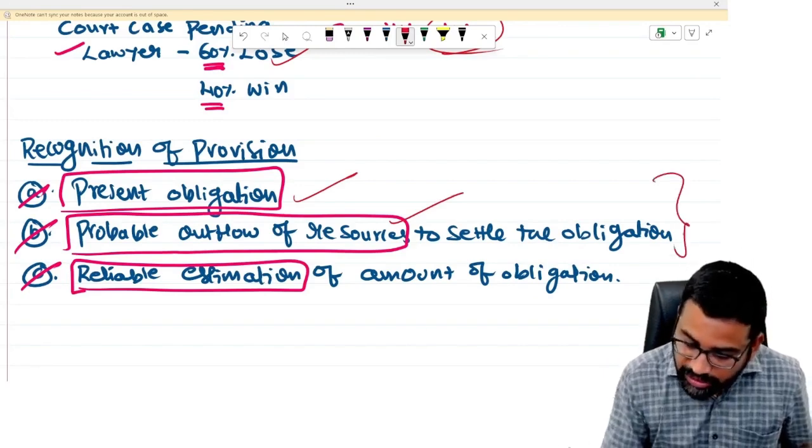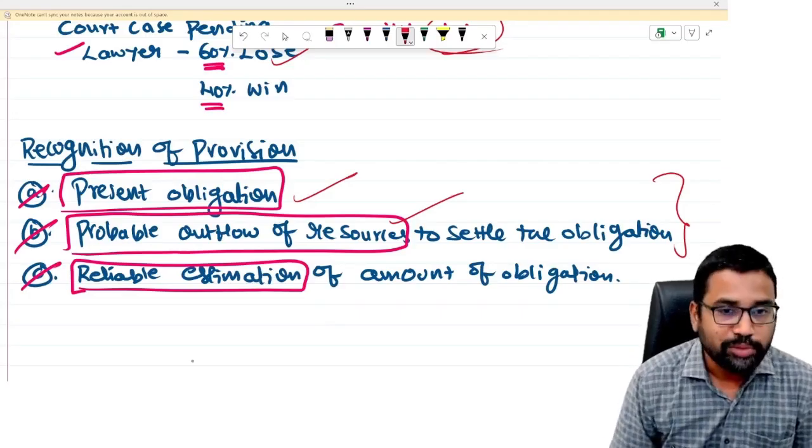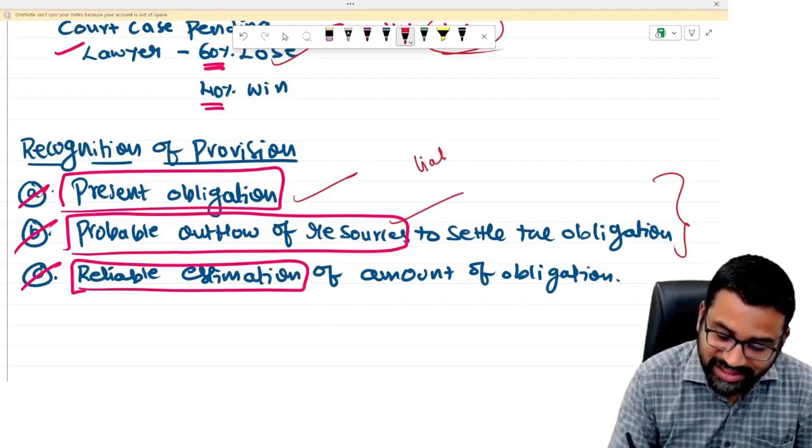Sir, if you read these two conditions, what's your opinion? Tell me, what is this? A present obligation with a probable outflow of resources. This is called liability.